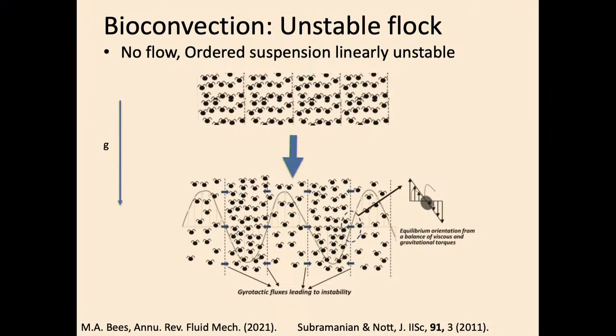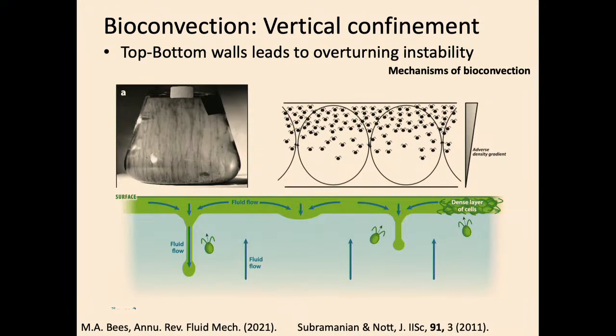All right? The next thing you can do is ask, is this the only instability? Remember, the experiments are done in a confined geometry. There is nothing unbounded in an experiment. So there are walls. But again, these organisms love to swim upwards. If these organisms love to swim upwards, what they would do is form a dense layer of cells at the top.